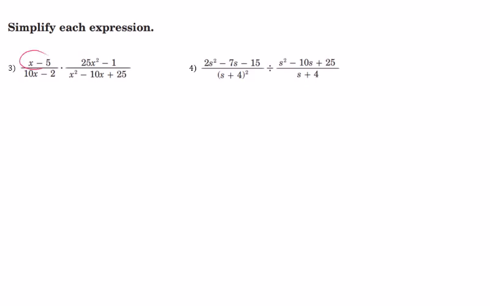And so x minus 5, that's completely factored, right? That's a prime polynomial. I can't factor anything besides a 1 out of that, right? It's not a difference of squares. It's not a difference of cubes. Nothing we can do with that.